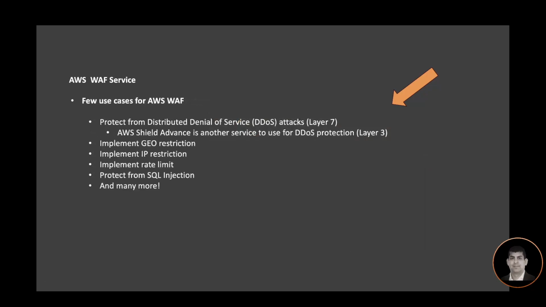So let's talk about a few of the use cases that we can support by using the AWS WAF. Some of the use cases are, one popular one is protection from DDoS attack at a layer 7 level. There is another service that AWS provides, the AWS Shield Advanced, and that is used for DDoS protection at layer 3. Implement geo restriction. We can build rules around implementing IP restriction, implement the rate limit for API or any other resource for that matter, protection from SQL injection, and several other use cases.